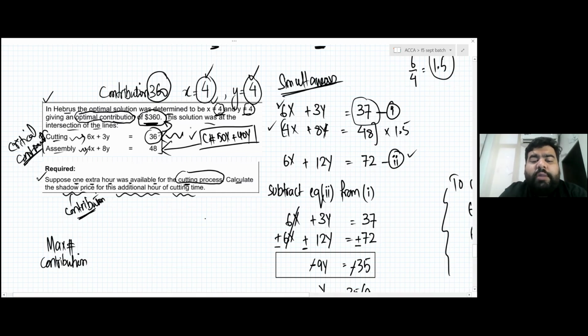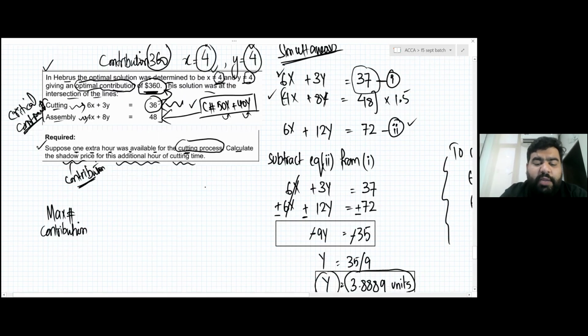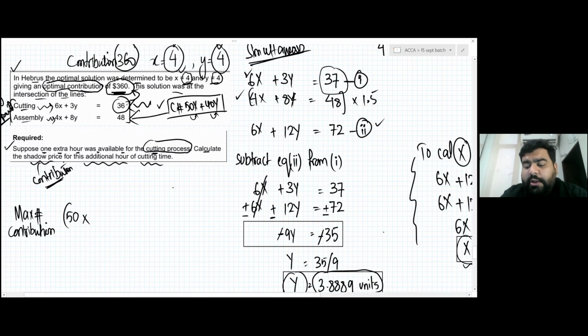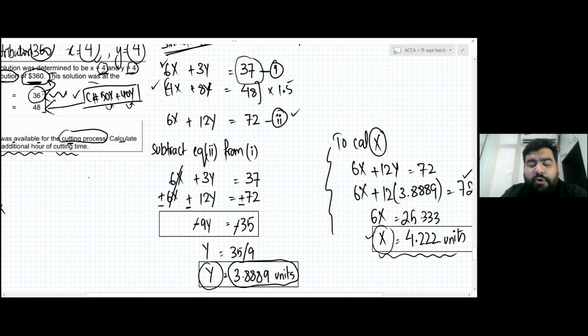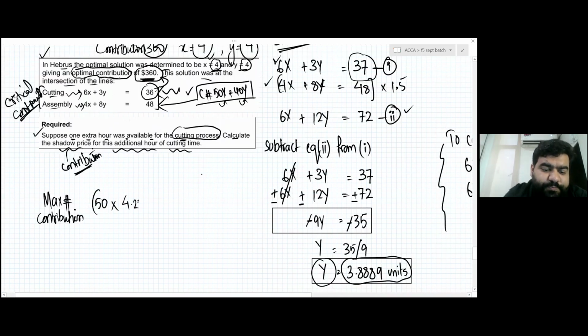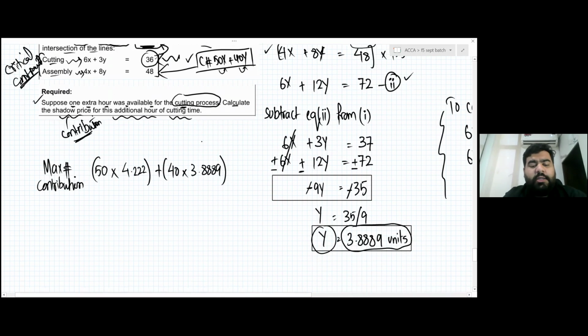So we know that the contribution of x is 50 per unit. It will be given in the question, and the contribution for y will be 40 per unit. So the maximum contribution: we know 50 for x, multiplied by how many units of x are being produced, 4.22 units, plus for y, the contribution per unit is 40, multiplied by 3.8889. These are the y units. Let's calculate the complete contribution now.